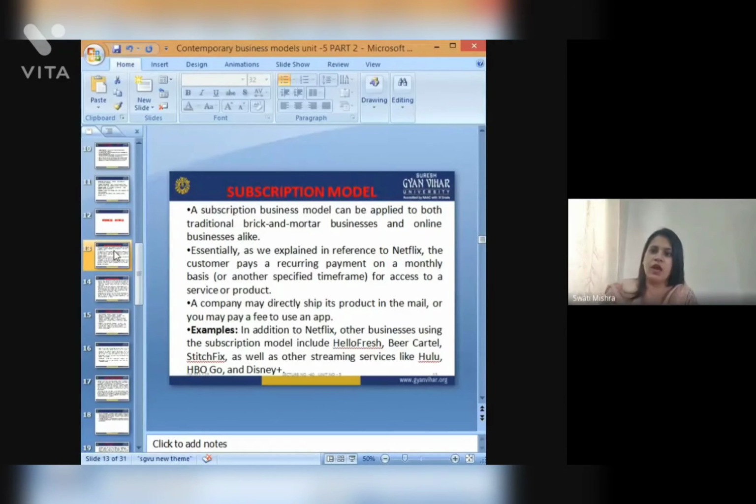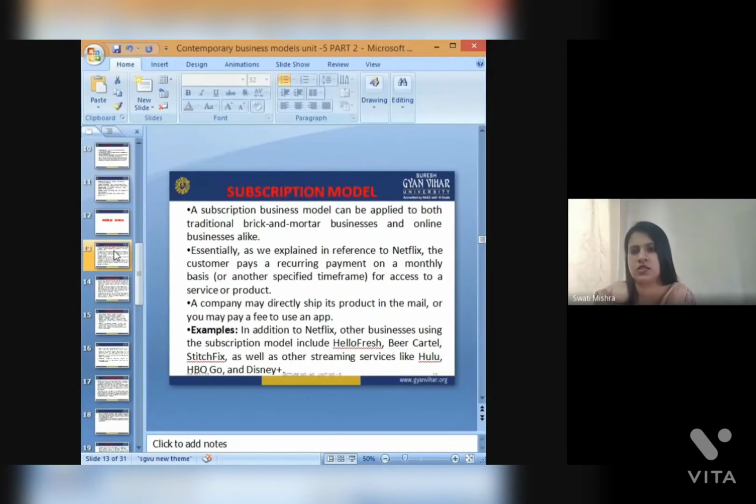fortnightly, or any time frame that is decided, so that they can get access to the service of that company or the product. So in this case, a company may directly ship its product through mail to the person, or maybe you can pay a fee to use a particular application.